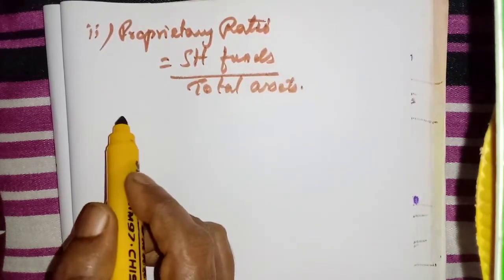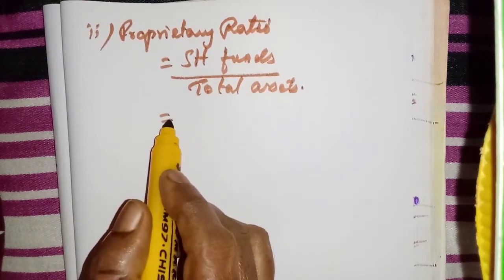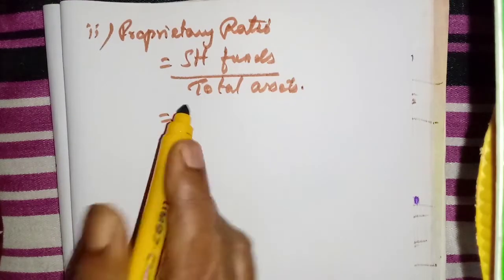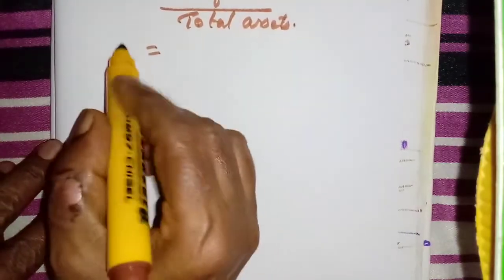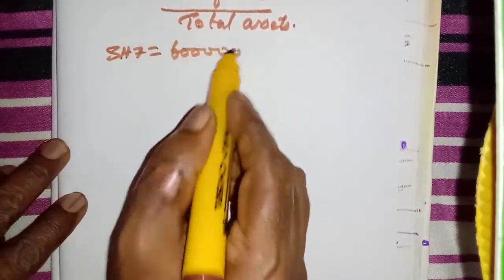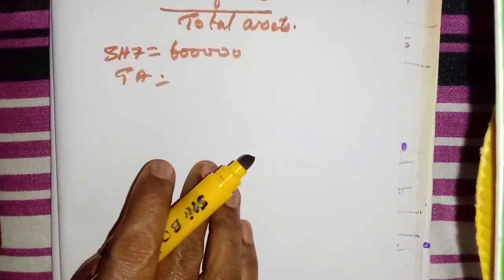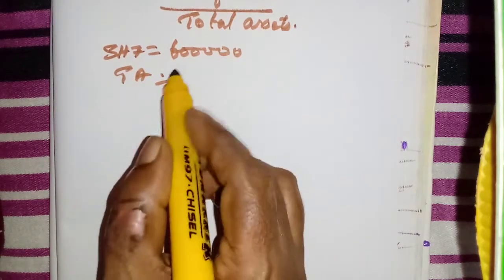Okay. Here shareholders funds, we have already calculated, isn't it? Shareholders funds 6 lakh. Then total assets in the problem, you see total assets, the last one, 12 lakhs.